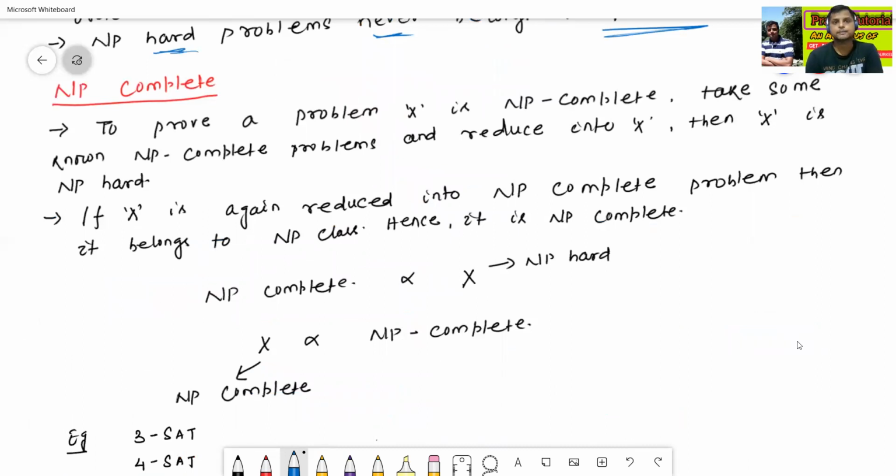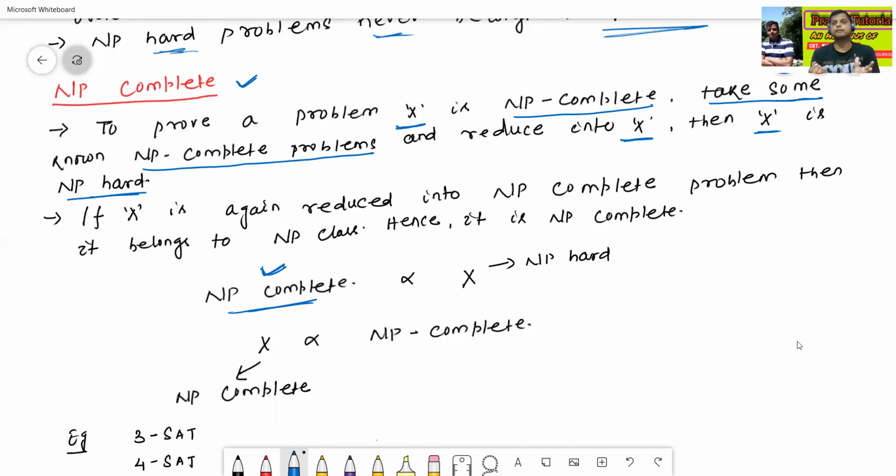Okay, see the NP complete problem. What are the meanings of NP complete problem? To prove a problem X is NP complete, take some known NP complete problems and reduce them into X. Then this X is called an NP hard problem.